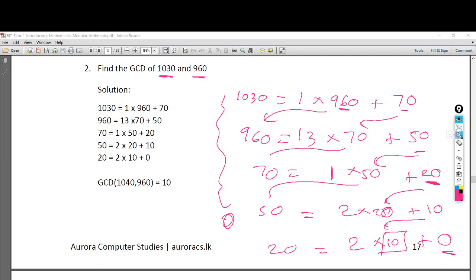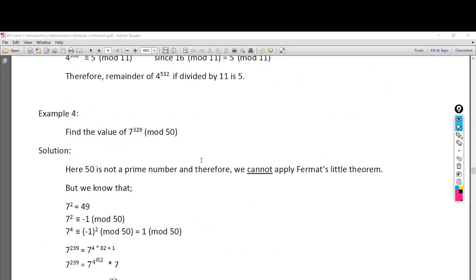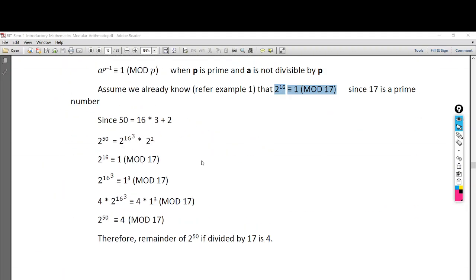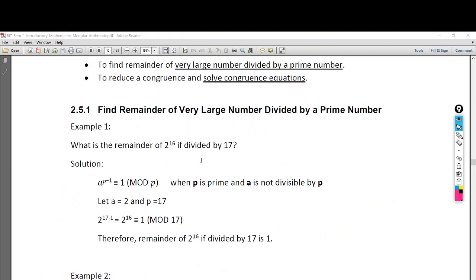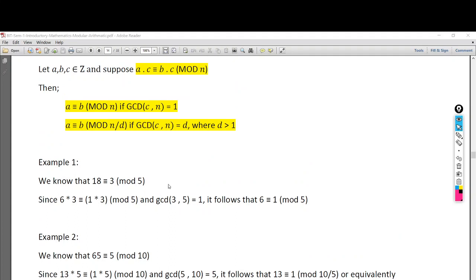Right. So why are we interested in GCD? You have already found that there are places we need GCD. In these cases we have to check whether the GCD is 1, or what the GCD of the values is, right? Then only we can apply these things. So therefore GCD is really important.